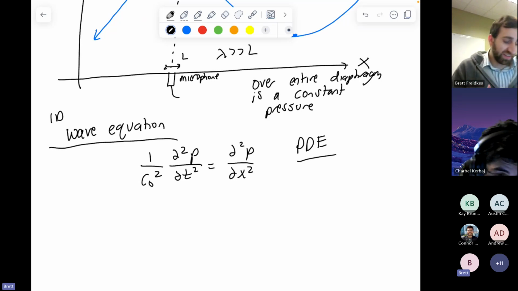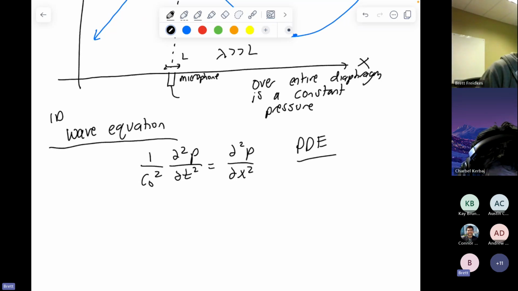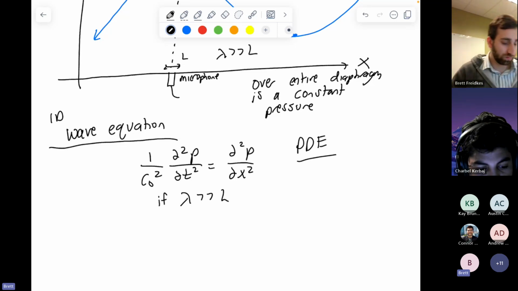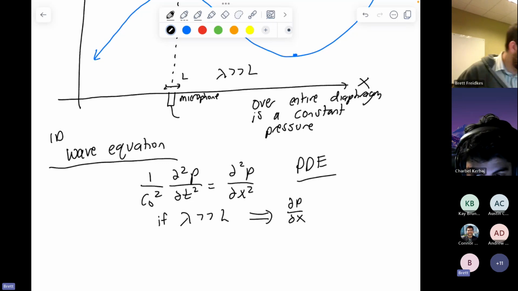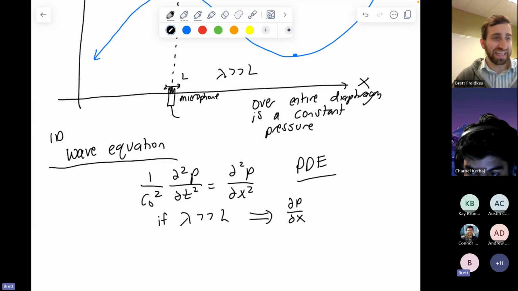So the benefit is, this is the PDE. If lambda is much greater than L, what is dp/dx? Let's say we're looking at the microphone. If I'm looking for dp over this region, is the pressure changing? PDE stands for partial differential equation.